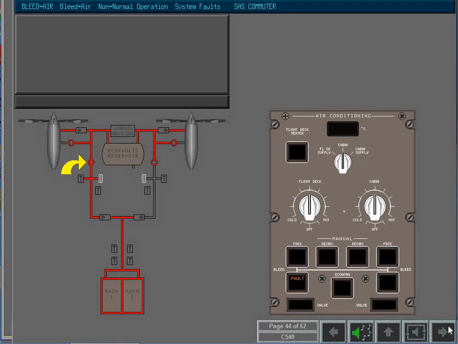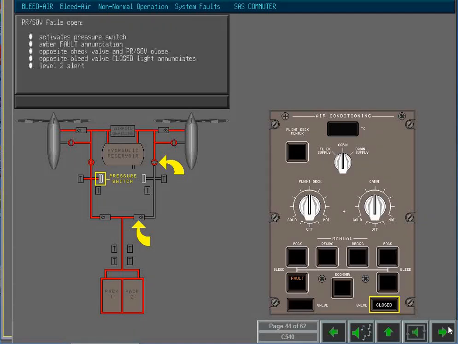If a pressure regulating shutoff valve fails to regulate pressure, the rise in air pressure will be sufficient to activate a pressure switch and cause the relevant amber fault annunciation to be presented on the bleed push button. In addition, the high pressure air will cause the opposite check valve and pressure regulating shutoff valve to close, and the opposite bleed valve closed light will enunciate. This results in a level 2 alert.